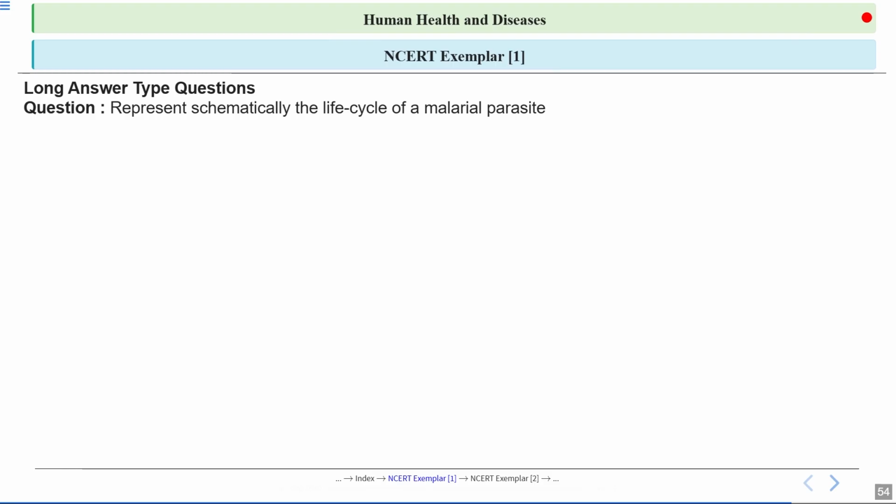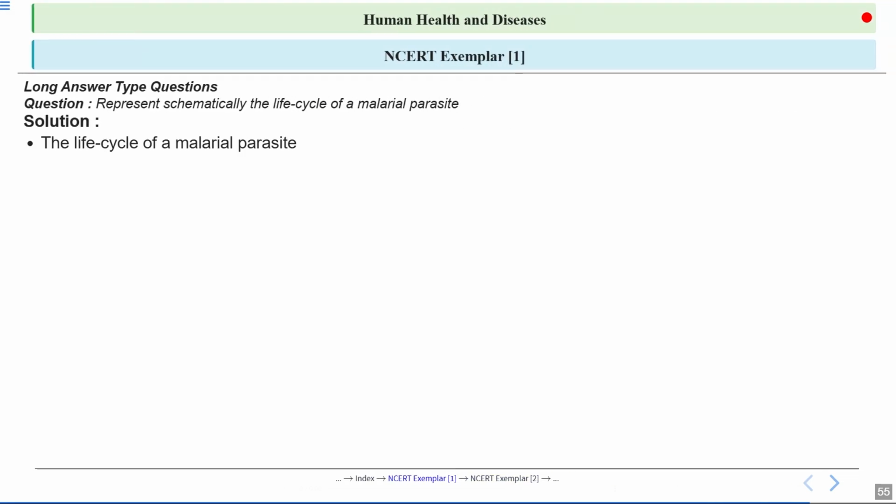Now let's talk about long answer type questions. The first question is to represent schematically the life cycle of the malarial parasite, which is Plasmodium, a protozoan. So let's have a look at the answer. Let's talk about the life cycle of the malarial parasite.